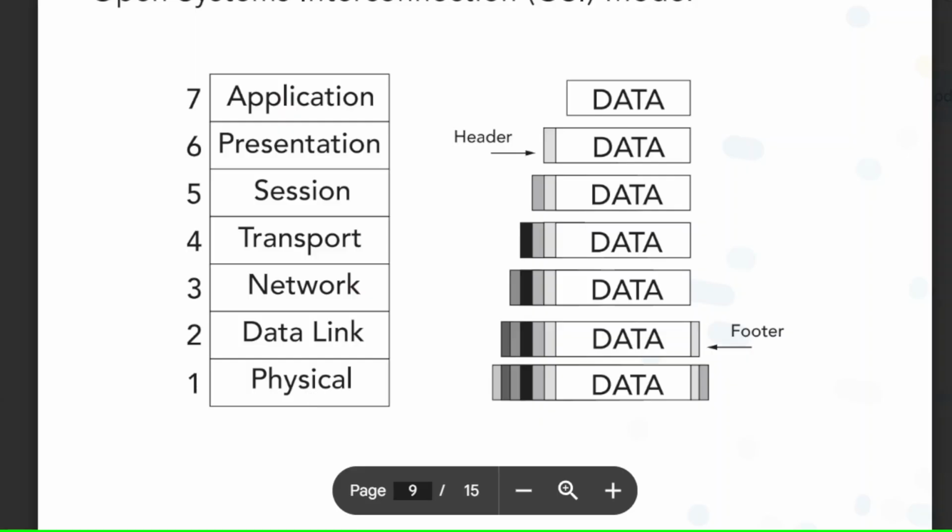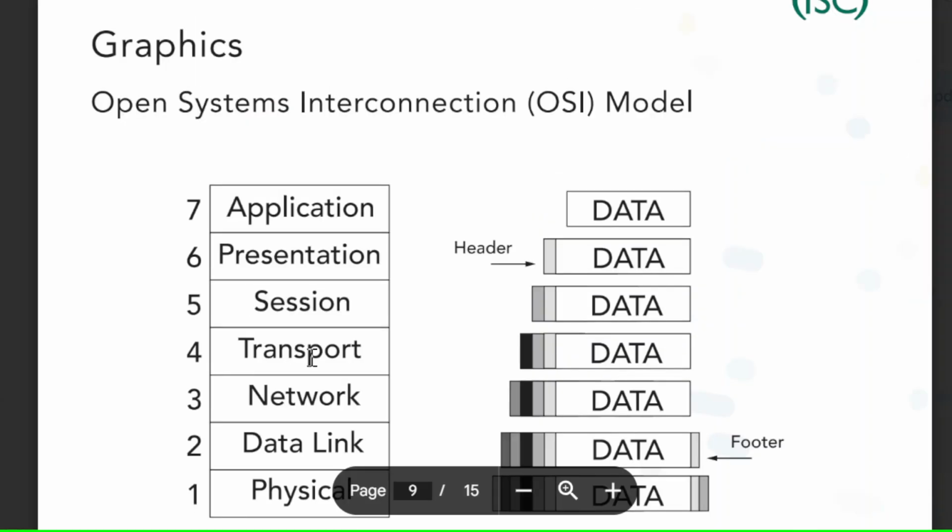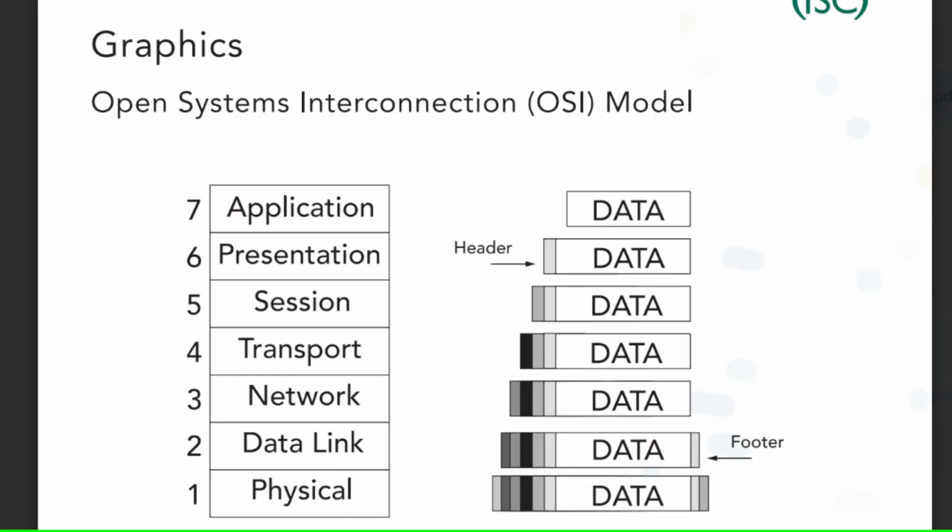So here we have the application layer, the next is the presentation layer, the next is the session layer, the next is the transport layer, and next are the network layer, data link layer, and the physical layer. From the above diagram you can see the application layer is where the user interacts, using applications like Google Chrome, Google Meet, or Gmail, all those things.